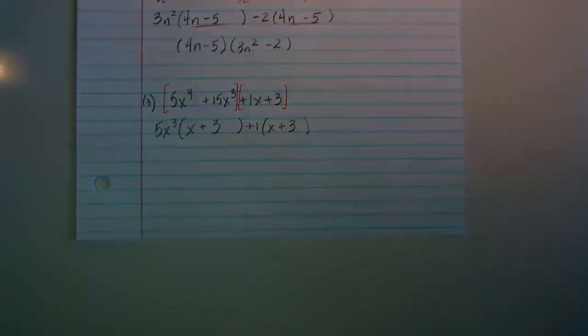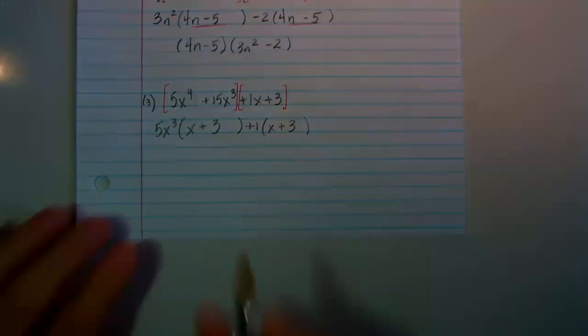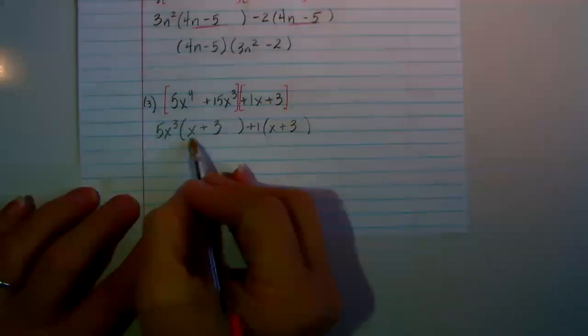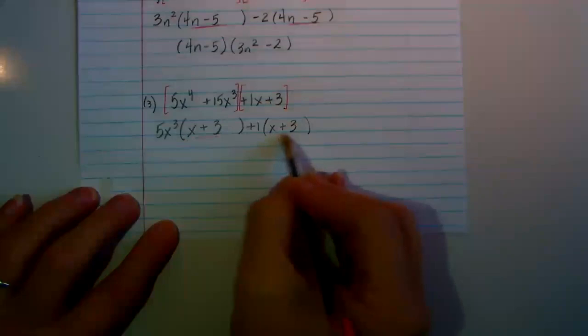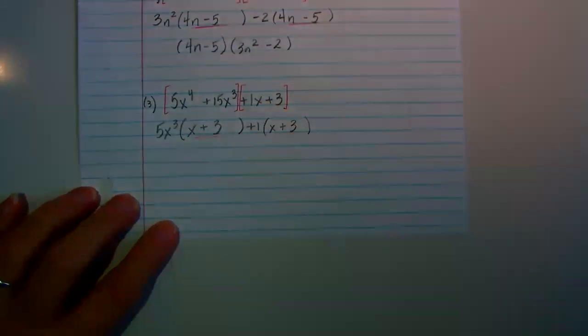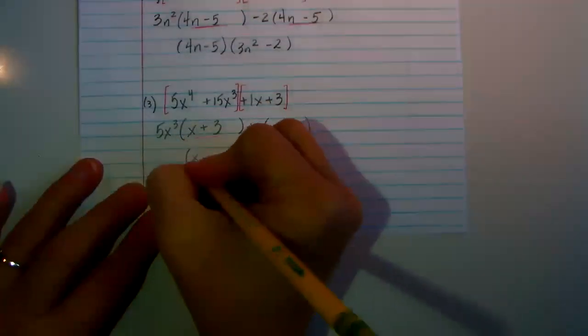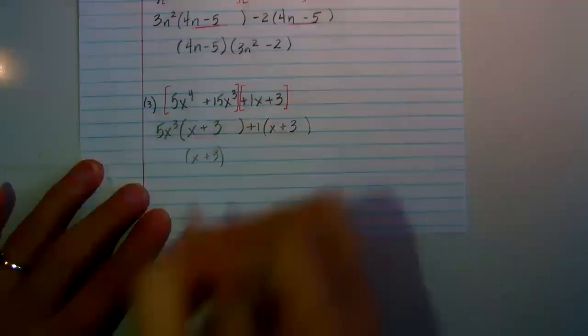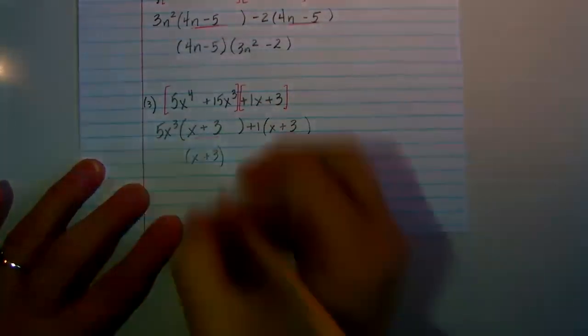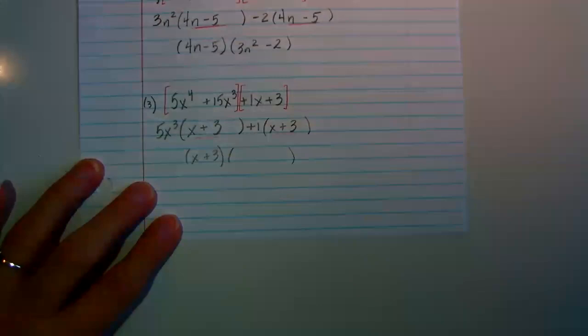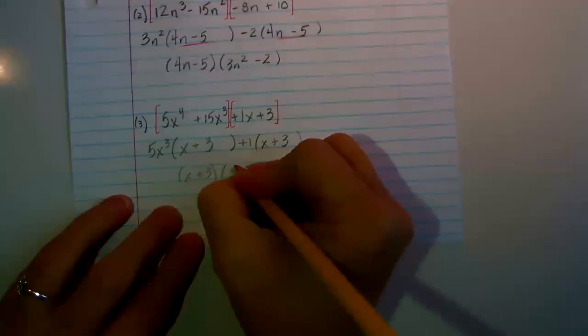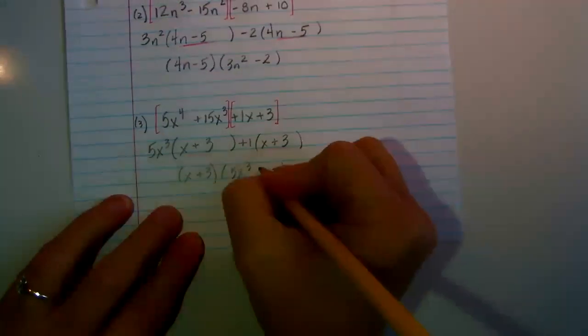Okay, and again, just like my other examples, here's that x plus 3, and it matches with this x plus 3 here. So that should happen if we're doing this right. So x plus 3 is going to be one of my factors. And then inside my other set of parentheses, we're going to copy down those little GCFs that we have hanging out in front. So we have 5x to the third plus 1.